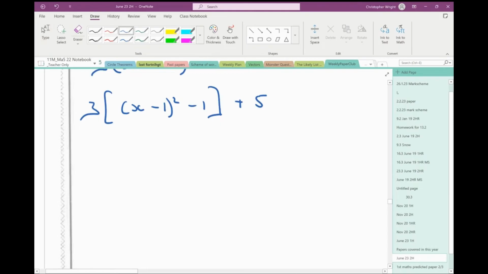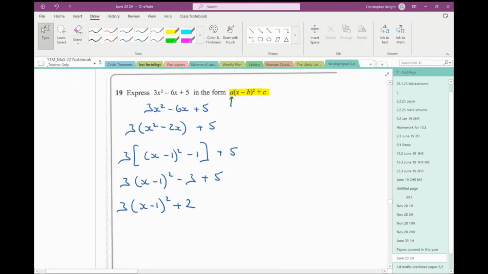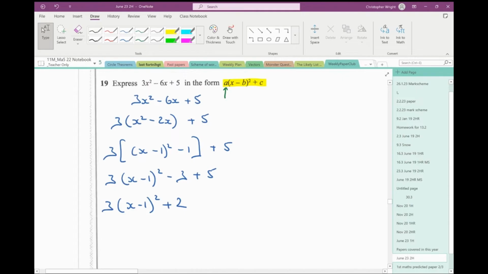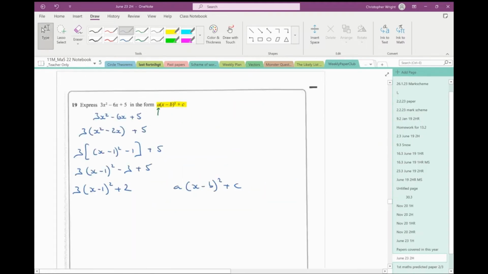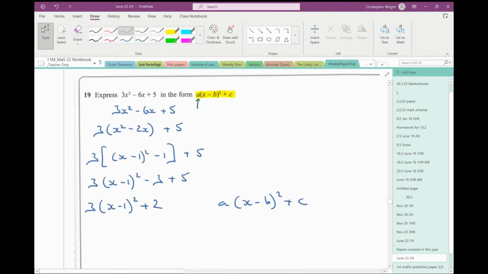Okay, so I'm going to multiply out this bracket now. I get 3 lots of x minus 1 squared minus 3 plus 5. So that gives me 3 lots of x minus 1 squared plus 2. So now I believe I've written it in the form a(x minus b) squared plus c. So a is 3, b is 1, and c is 2. But it doesn't actually ask me for a, b, and c. It just asks me to write it in that form.